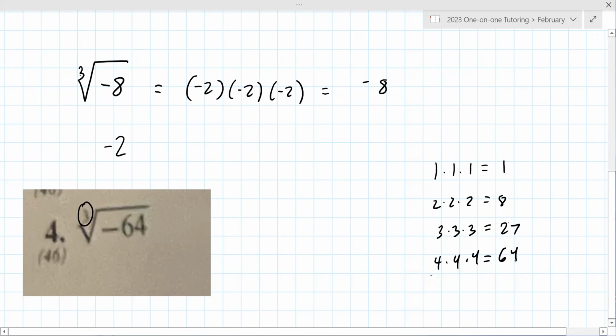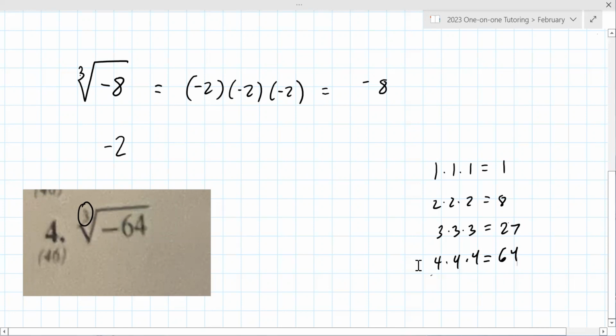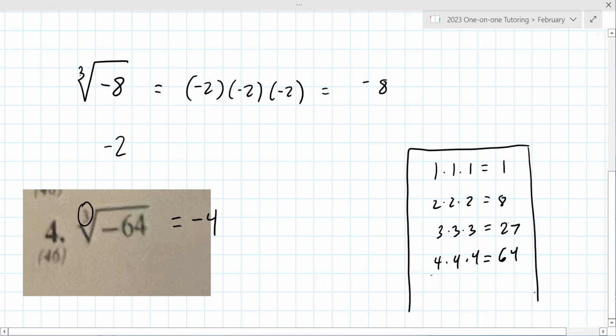And if you're allowed to use a calculator in class, or if you like to use one for homework, I'm not anti-calculator, I want you to use whatever you're going to use. But the problem here is we want negative 64. So how does that change this list? We just make them all negative. So it would be negative 4. Yes. So your teacher expects you to know this list and slightly beyond it.